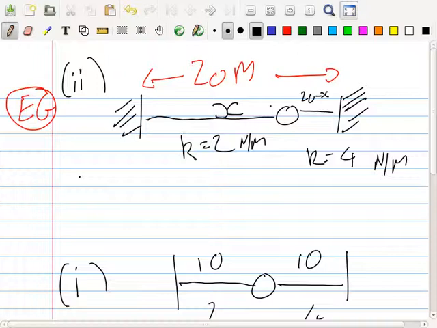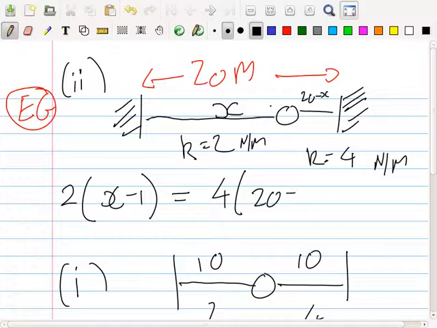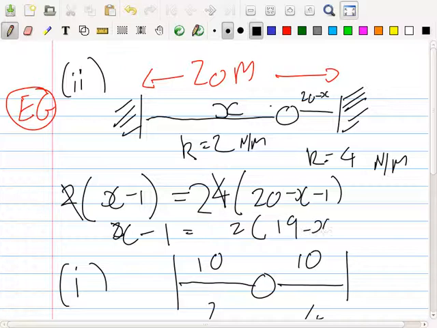Okay. What's the force to the left here? 2 times x minus 1. And that must equal the force to the right, so 20 minus x minus 1. Let me cancel this and make it a 2. So here I get x minus 1 equals 2 times 19 minus x, because there was a 4 here and a 2 here.